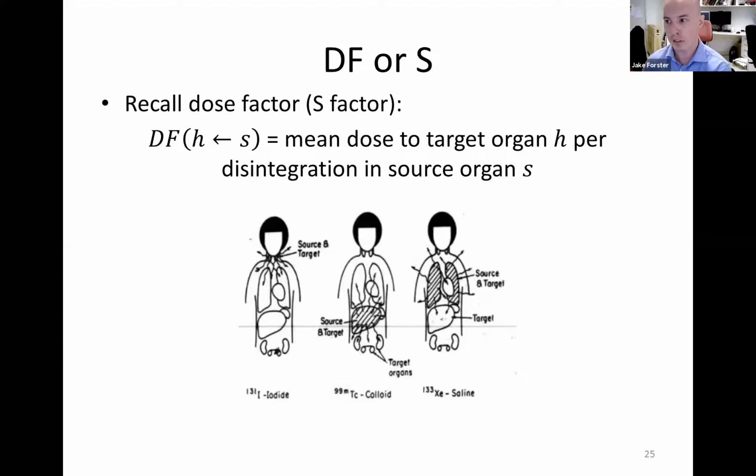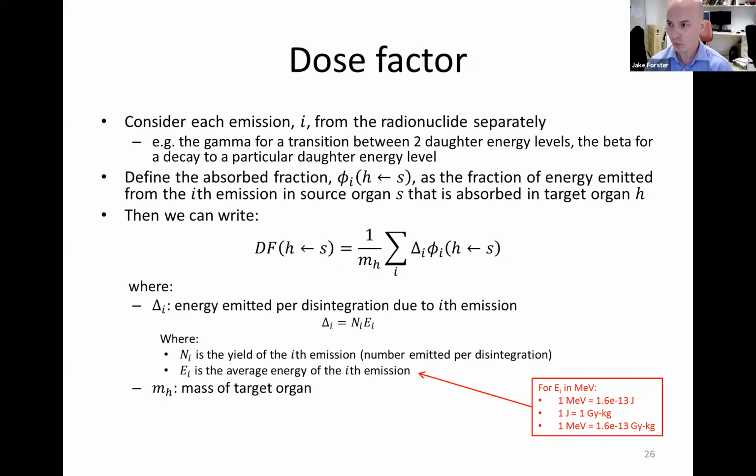So recall the dose factor is the mean dose to a target organ H per disintegration in source organ S. So how would we actually measure a dose factor? The first step is to consider each emission, we'll call them I, from the radionuclide separately. By emissions, I'm talking about, for example, the gamma that results from a transition between 2 daughter energy levels, or the beta for a decay to a particular daughter energy level. Those would be separate emissions.